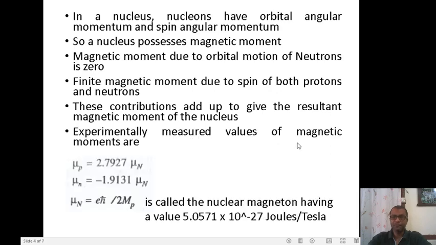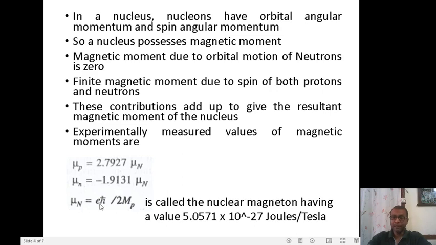So experimentally measured values of magnetic moments for the protons and neutrons are: proton is 2.7927 μN. So μN is called the nuclear magneton. This is a unit of measurement of nuclear magnetic moment. And the neutron's magnetic moment is aligned opposite to that of the proton, and it is comparatively much lesser. For the protons, the contribution is because of both the orbital motion and the spin motion. For the neutrons, it's only because of the spin motion. So, expectedly, its magnetic moment is lesser.